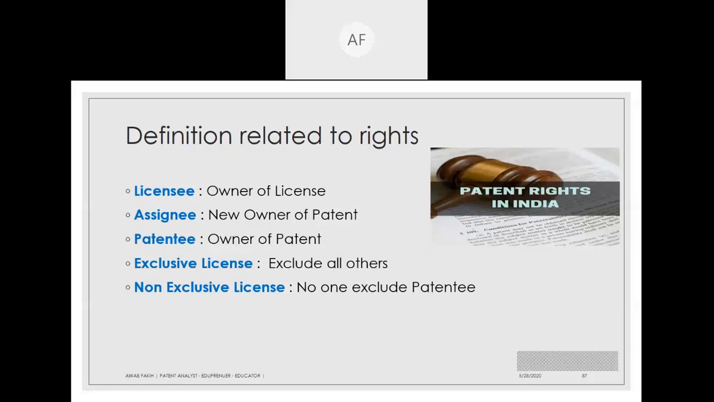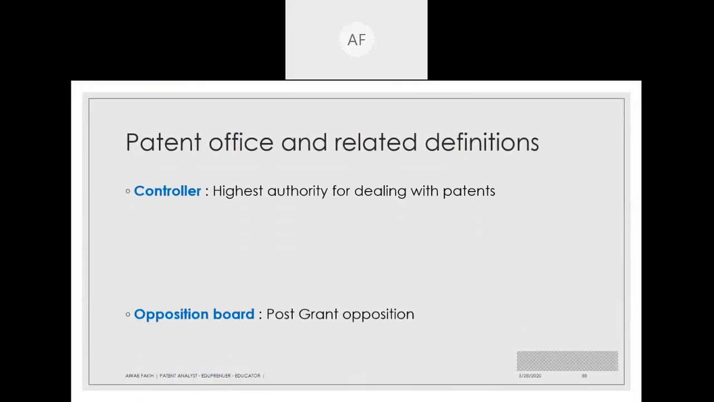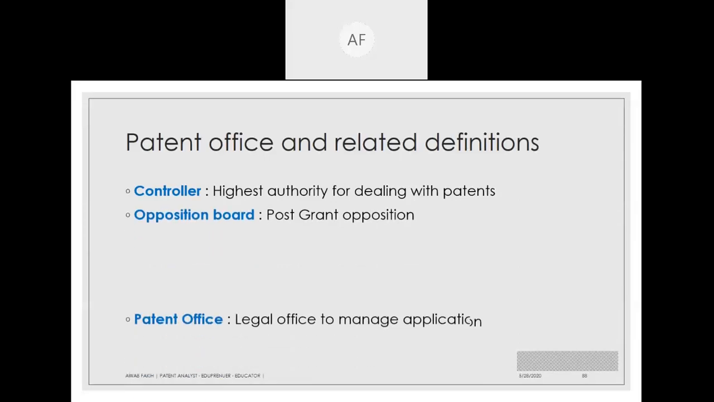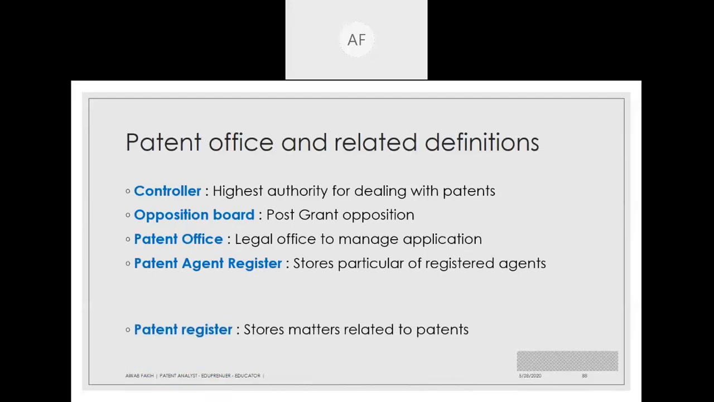In the next slide, I'll tell you about the authority. From now onwards, you will read who is going to file a patent and where you have to file a patent. The next thing is completely related to your patent office. I hope you got the point for licensing, for assigning, for patenting, and what is exclusive and what is non-exclusive mode. Before going to the patent office, I'll tell you how the patent office really functions. I just need to ask a few questions on the previous slide.